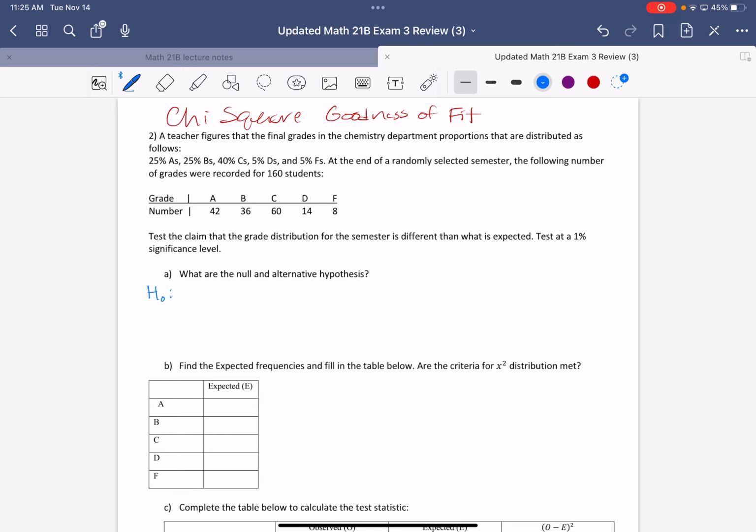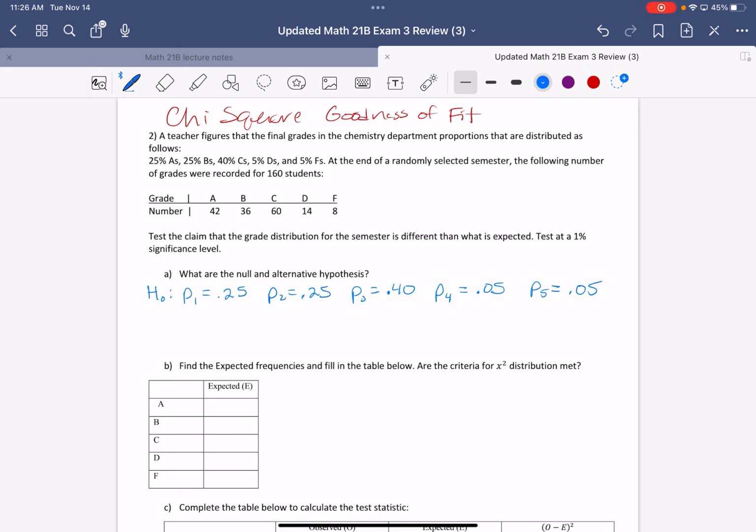In this case, though, it's not telling us that each letter grade is the same percentage. Instead, it's telling us exactly each percentage. A's is 25, B's is 25, C's is 40. So that is the population proportions that we're starting with. So P sub 1 is 0.25. P sub 2 is 0.25. That's the B's. P sub 3, the C's, is 0.40. P sub 4, the D's, is 0.05. And P sub 5, the F's, is also 0.05. Because all of those percentages were given to us.